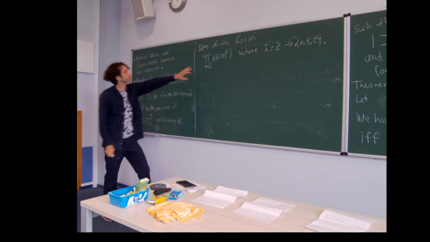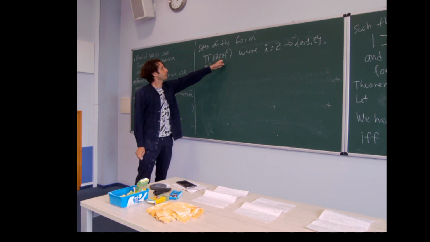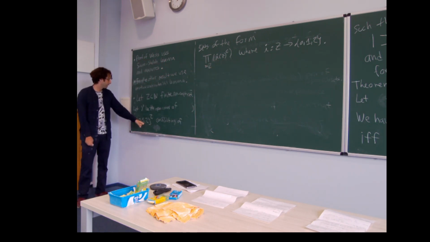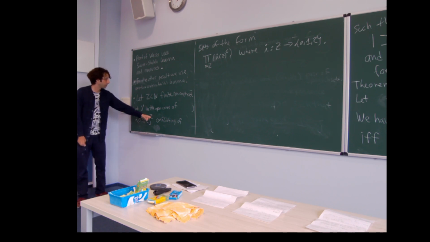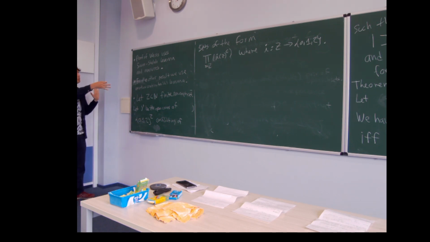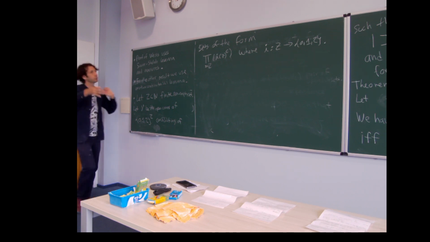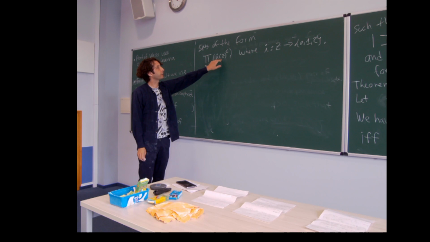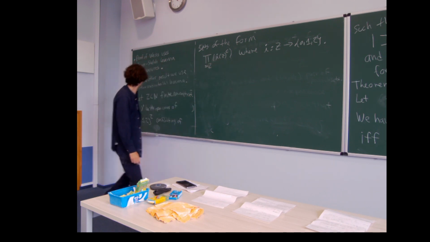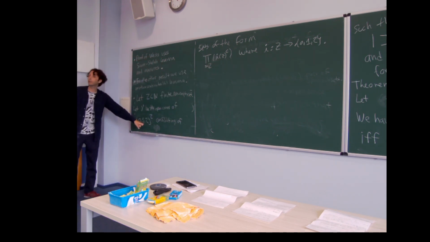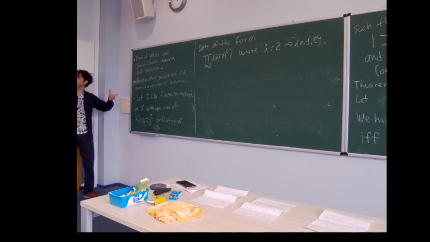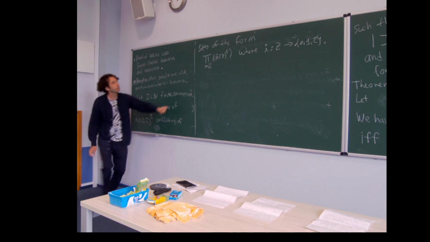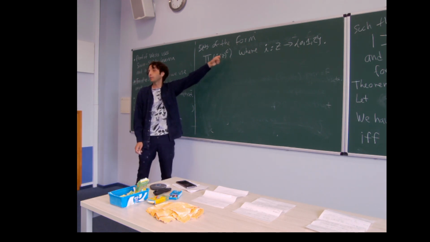Okay, so think that in each coordinate we have three elements. Then we have this finite product, and on each coordinate we fix one point, and then take the complement. So if in the first coordinate we had 0, this is going to be 1 and 2.